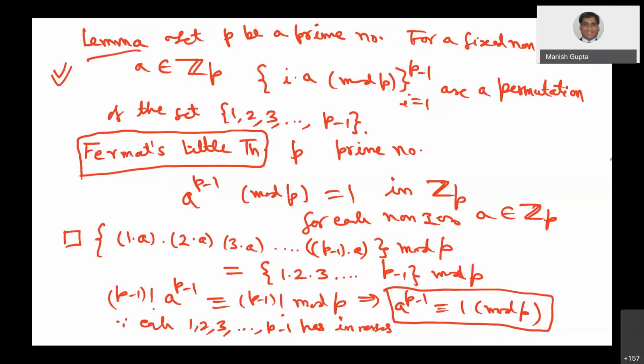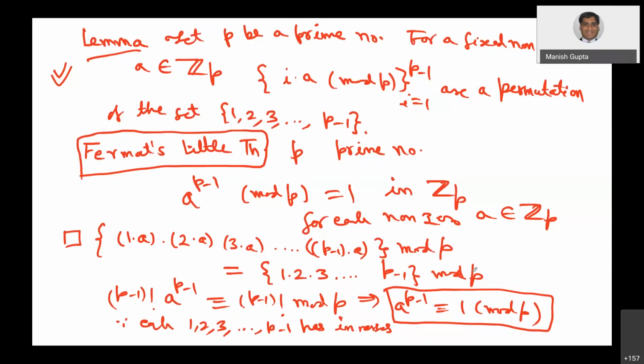Okay, so what I am saying is that I considered this set: 1 into a, 2 into a, 3 into a, and so on up to p minus 1 into a, modulo p. Now, if you multiply any number from 1 to p minus 1 with a and reduce it modulo p, we get a permutation of the same set 1, 2, 3 up to p minus 1. That means all these products together will again be 1 into 2 into 3 up to p minus 1, modulo p.